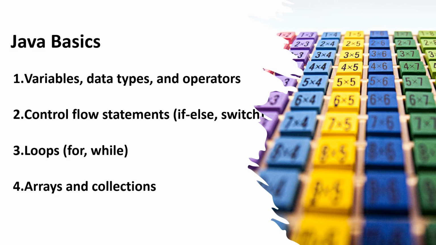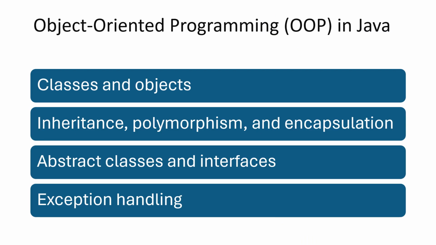As for Java basics, there are variables, data types, and operators. And we have control flow statements like if, else, and switch, which are basically the same as in other programming languages. And we have loops, for and while, and arrays and collections. Java is an object-oriented programming language. That is, it has classes and objects, and the concepts of inheritance, polymorphism, and encapsulation are also there. Abstract classes and interfaces, and exception handling.